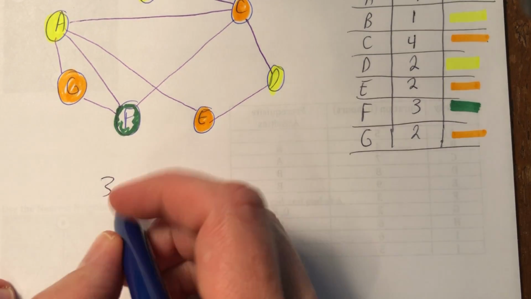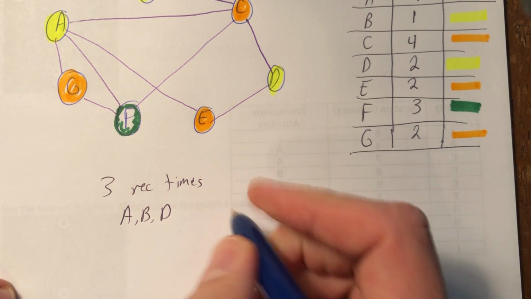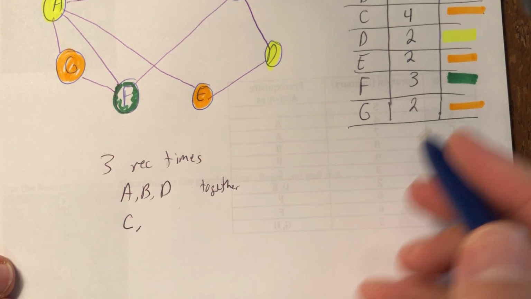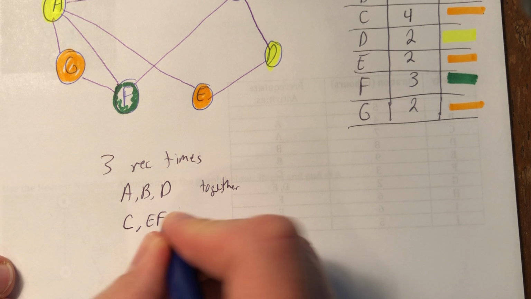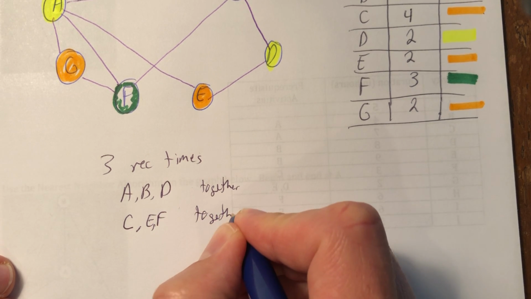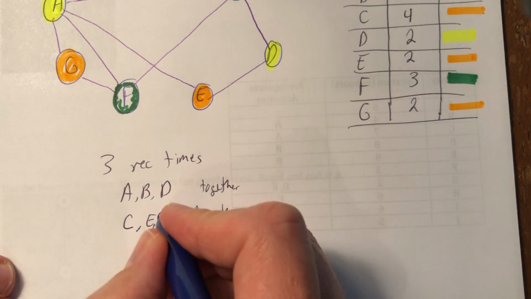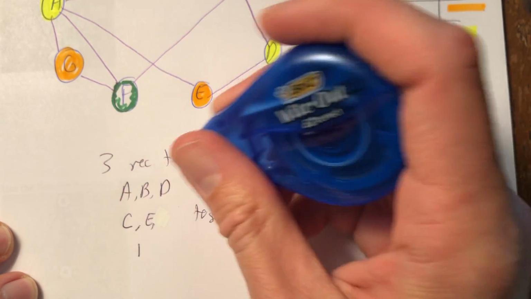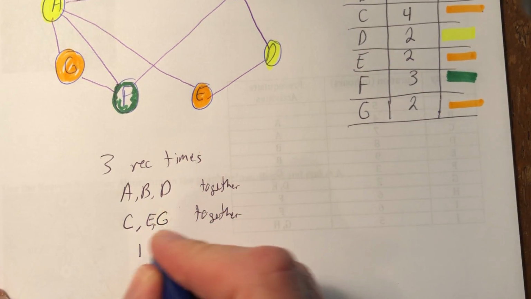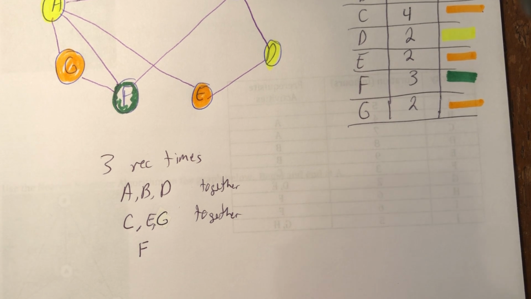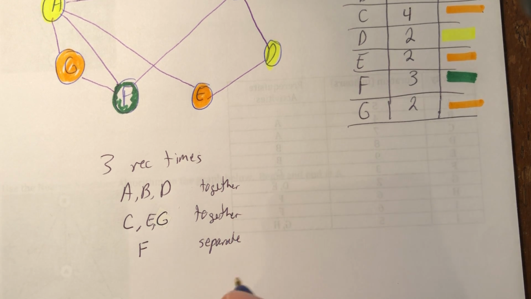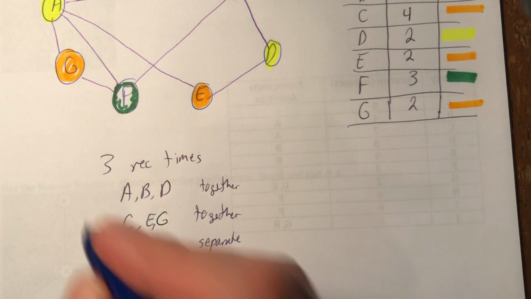And then who should be in each time slot? We're going to have A, B, and D together. And then, C, E, and G. I'm sorry, C, E, and G, not C, E, and F. Don't put C with F. They'll fight. C, E, and G. And then F. I would say F is together, but F is separate. F is together with himself. But anyway, those are your 3 right there.